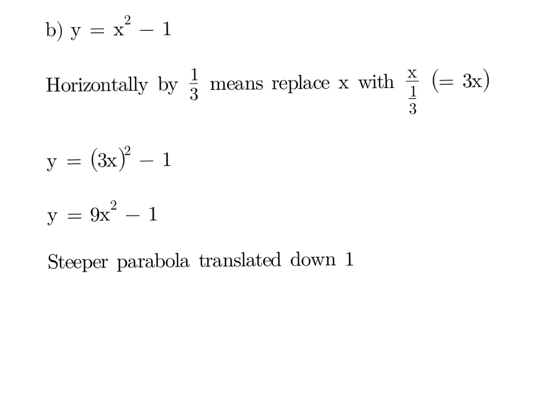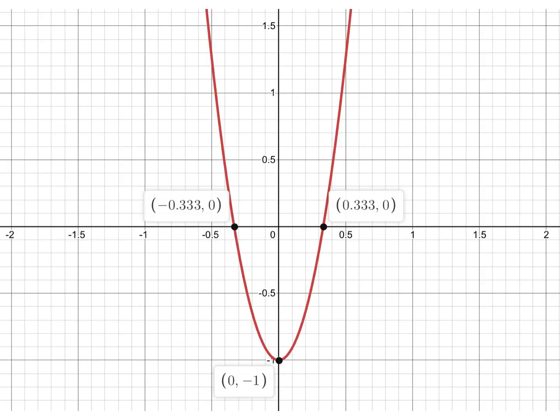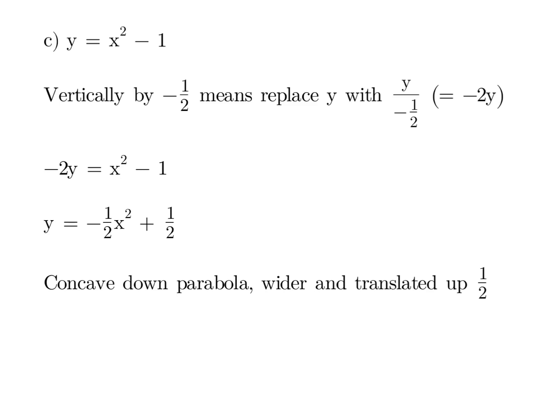So once again, it's a steeper parabola, even steeper than the last one, and it's translated down 1. And here is our graph. So you can see that the graph actually becomes a lot steeper. I've changed the scale so that I could fit it on. Y equals x squared minus 1.